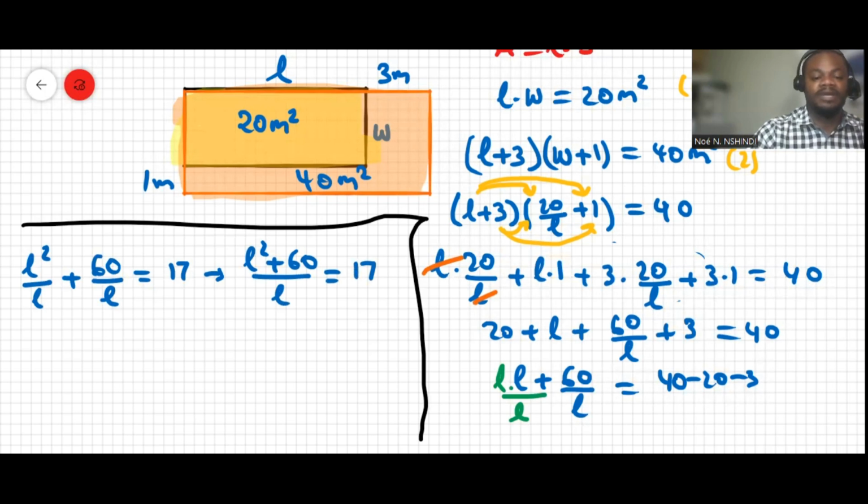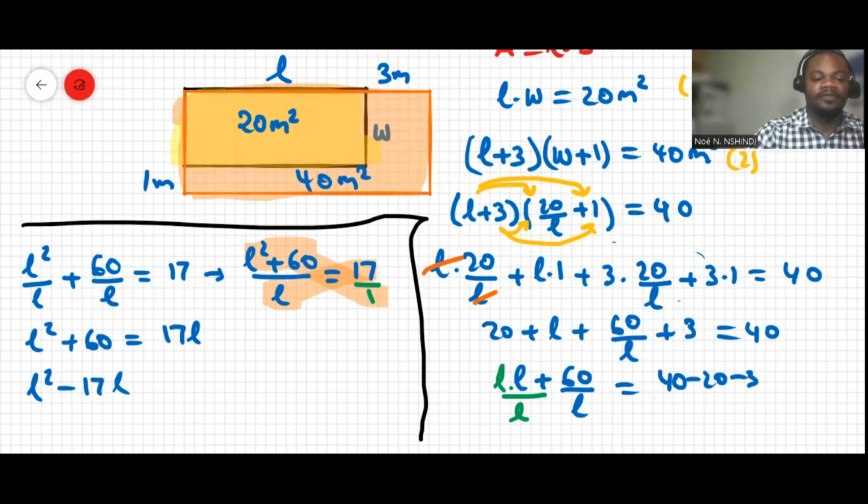So we can cross multiply here because there is an invisible one there. That makes, we're gonna do this times 1, and then that times that, and then this will be L squared plus 60 equal to 17L. So which means L squared, actually minus 17L. If I move that over, plus 60 equal to 0. Now we can solve this by factorization.